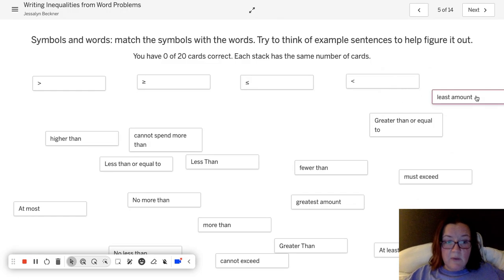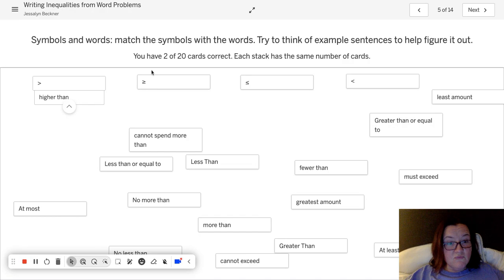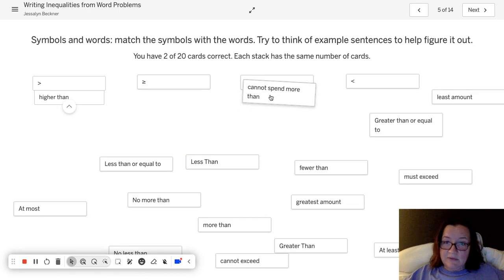Now I'm going to sort my words. So the first one says higher than. Higher than sounds a lot like greater than, so I'm going to use that symbol, greater than. We got 2. All right, let's keep going. Cannot spend more than. So you have to spend less than, or you could spend equal to.